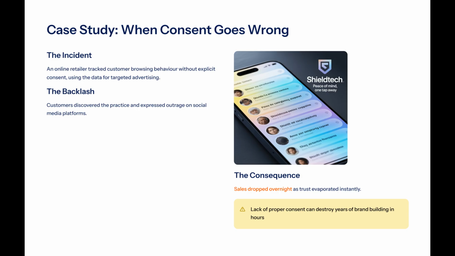An online retailer tracked customer browsing behavior, what products people looked at, what they searched, but they did it without explicit consent. When customers discovered this, they were outraged. Social media exploded with posts calling out the company. Trust evaporated overnight, sales plummeted. This is an example of how failing to secure meaningful consent doesn't just hurt ethics, it destroys business. Years of brand building can collapse in hours.